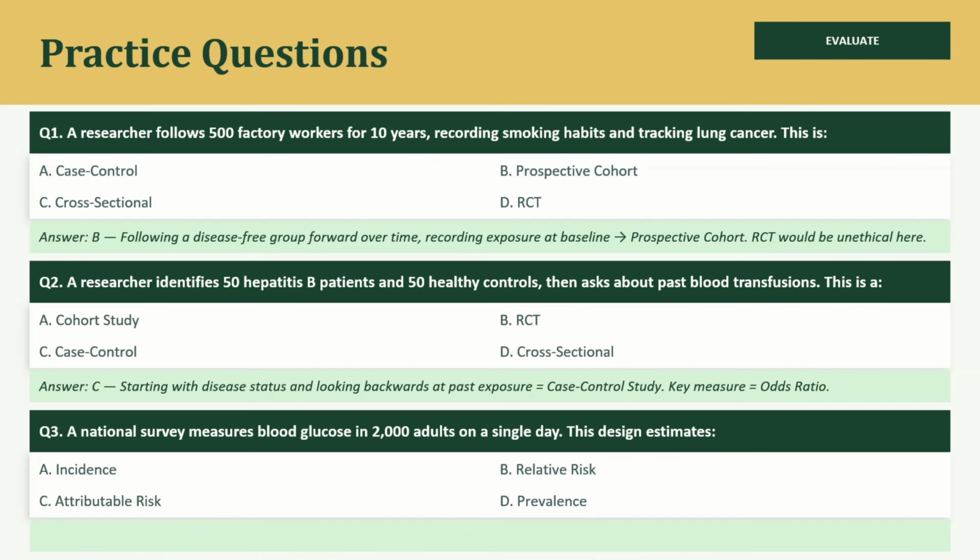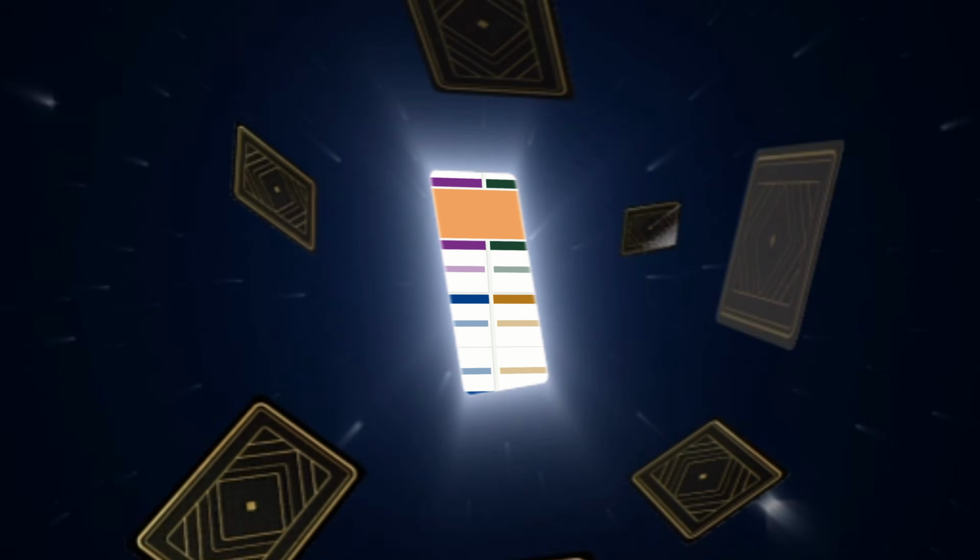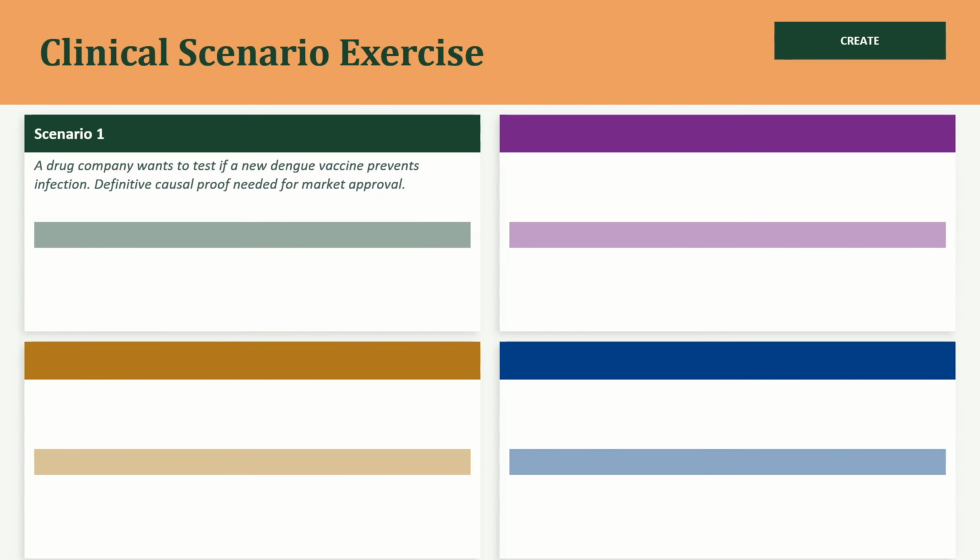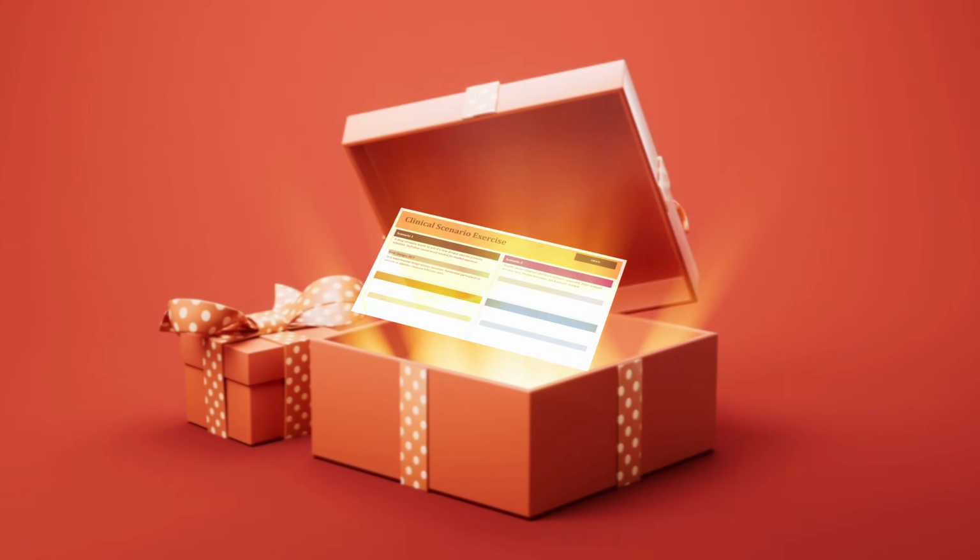Question number 3. A national survey measures blood glucose in 2000 adults on a single day. This estimates... the answer is prevalence. Snapshot in time. Now the create level. Scenario 1. A drug company wants definitive proof that a new dengue vaccine works. Best design? RCT. Only experimental designs prove causation. Randomized vaccine versus placebo.